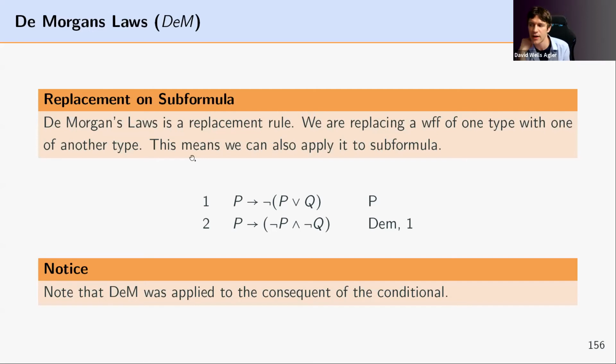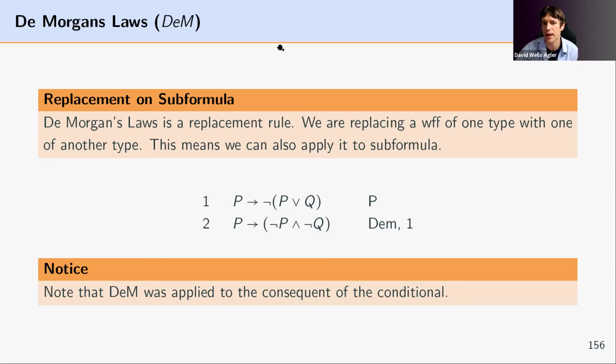One caveat, this is a rare case, but it may come up. It's helpful to think about what DeMorgan's laws does. It says, I'm going to take a formula and swap it out with one that says the same thing, but in a different way. If that's the case, then it can be applied not only to the entire formula, but to parts of formulas, that is, subformulas. So if you look at line 1 here, we have a conditional.